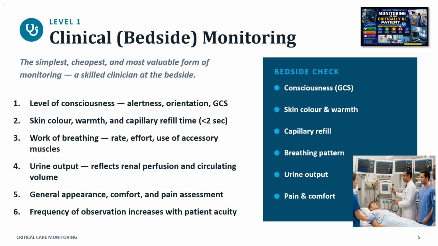1. Level of consciousness: alertness, orientation, GCS. This indicates brain perfusion and early neurological change. 2. Skin color, warmth, and capillary refill time, less than 2 seconds. This reflects peripheral perfusion and circulatory status. 3. Work of breathing: rate, effort, use of accessory muscles. This shows respiratory distress and increased oxygen demand. 4. Urine output reflects renal perfusion and circulating volume. This is an early indicator of kidney function and fluid balance.